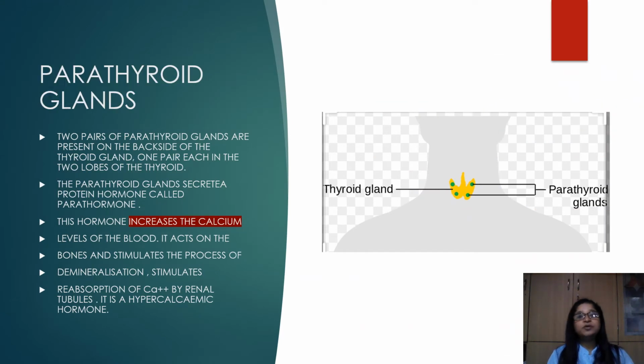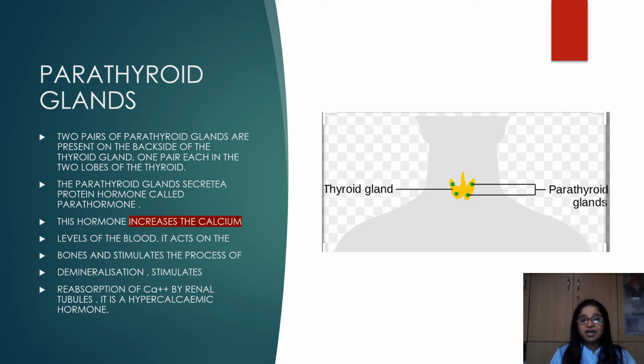Right, now that we know about the thyroid gland, let us learn a little about the parathyroid glands. Parathyroid glands are two pairs of glands located on the back side of the thyroid gland, one pair each in the two lobes of the thyroid gland. As we've already discussed, the thyroid gland is a bilobed gland. So the parathyroid glands are two pairs of small glands which are placed two each on one lobe of the thyroid. So we have two pairs of parathyroid glands.